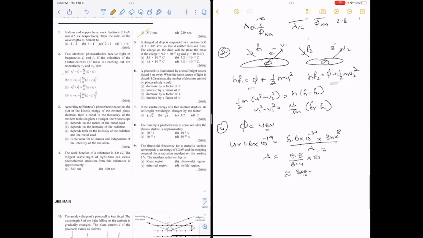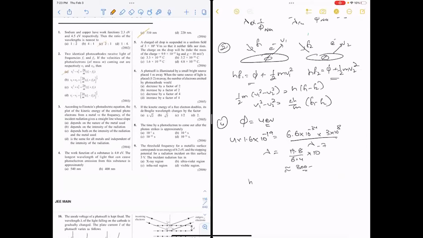Our friend was suggesting the HC value is how much? 1240 eV nanometer, if you remember. So instead of E equals HC by lambda, lambda is HC by E. So E you can substitute in terms of eV. So this is 1240 by energy, which is 4. You'll get it in terms of nanometers because eV got cancelled, no? So you get nanometers. 4 threes are 10s are 310.